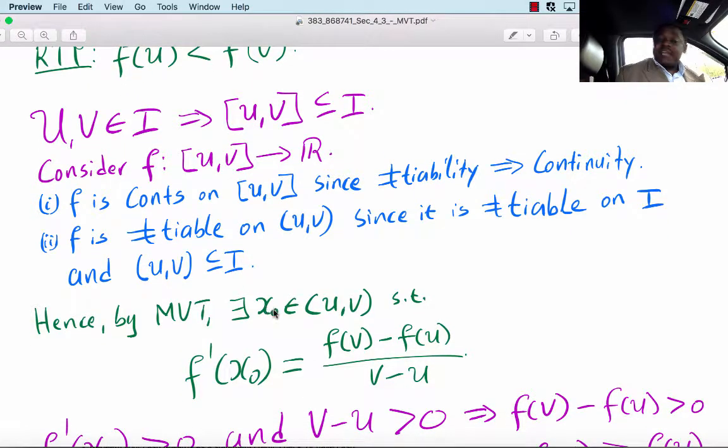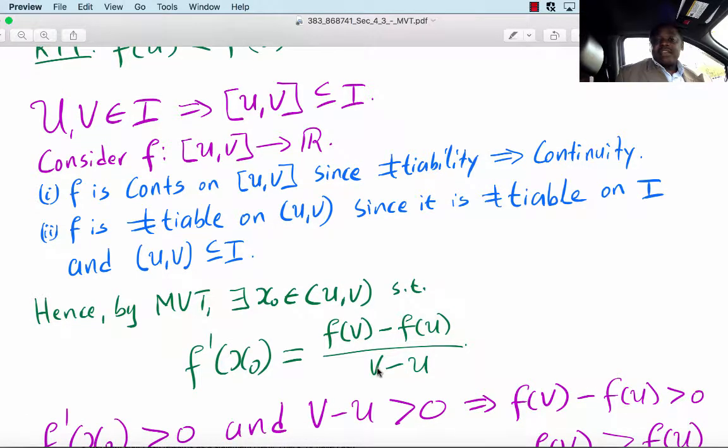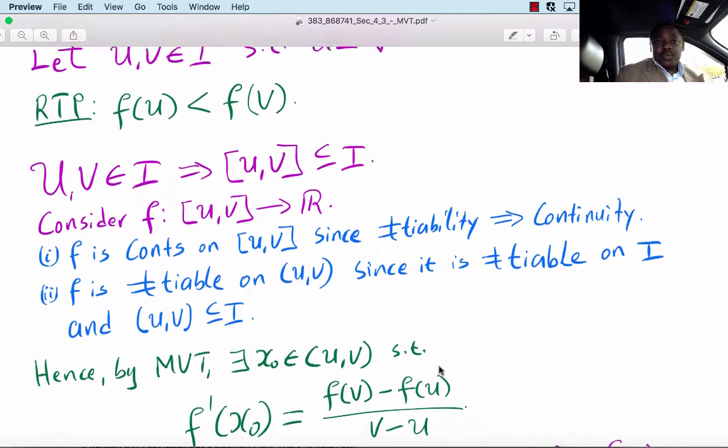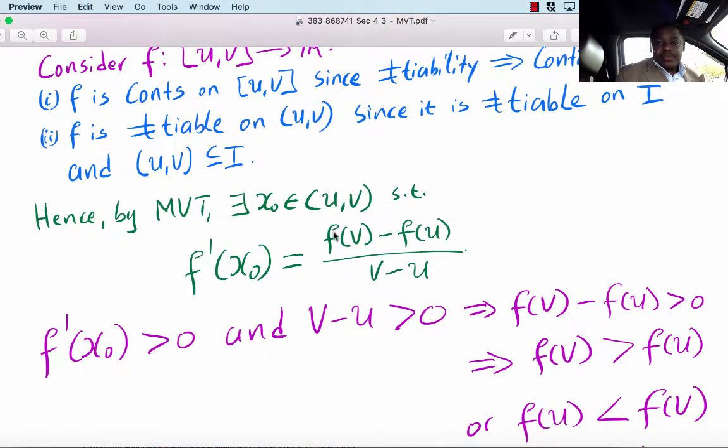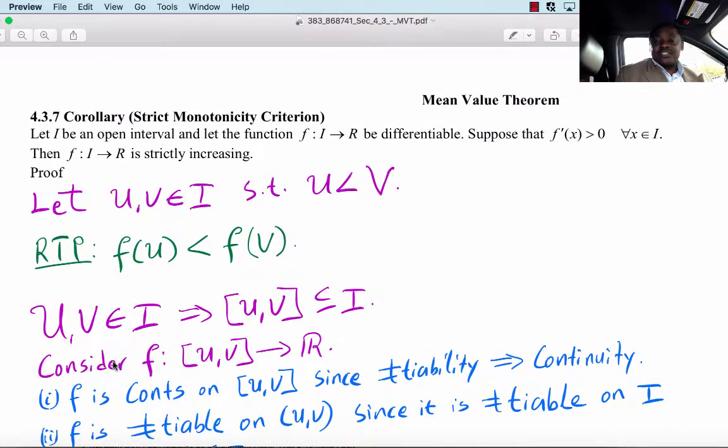So by MVT, there exists a point x0 in the open interval uv such that f prime at x0 equals f of v minus f of u divided by v minus u. But what do we know about u and v? u is strictly less than v, which means u minus v is strictly less than 0, or v minus u is strictly greater than 0. So let's go back. v minus u is strictly greater than 0. The first derivative of f at the point x0 is strictly greater than 0.